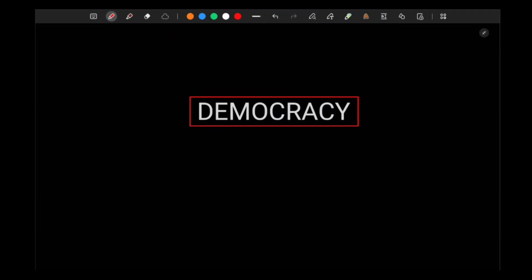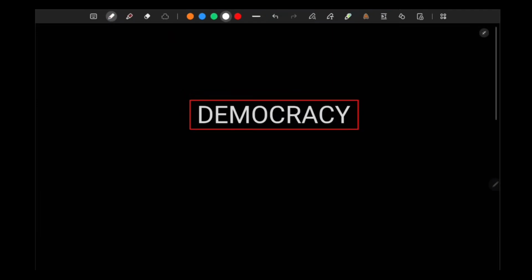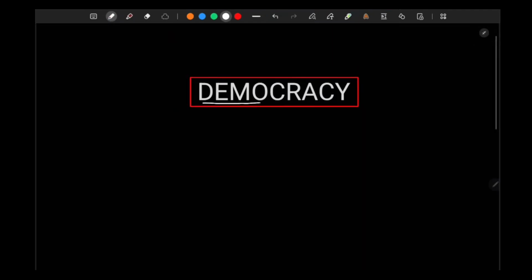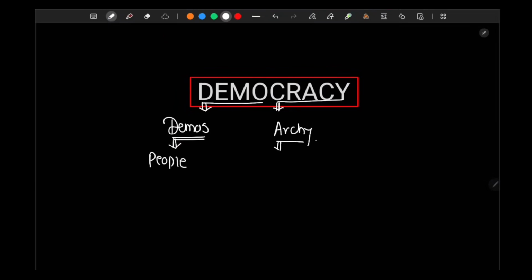In general, if I have to define democracy, again, my favorite kind of exercise to understand things is etymology. How does the word democracy break down? It breaks down in two parts. Number one is demos and the other is archy. Demos means people and archy means rule.